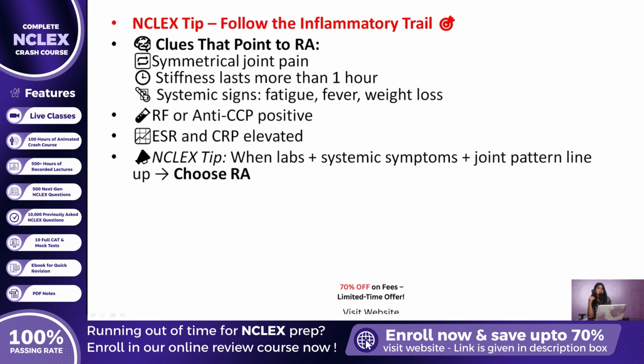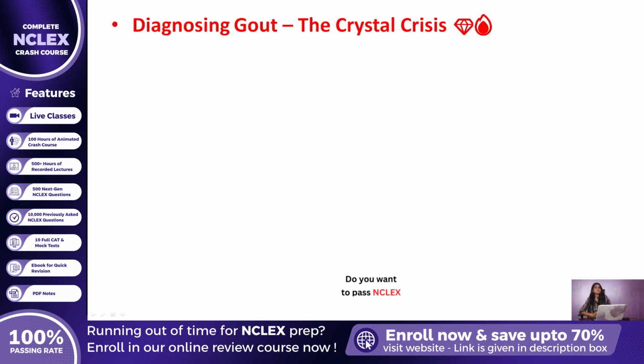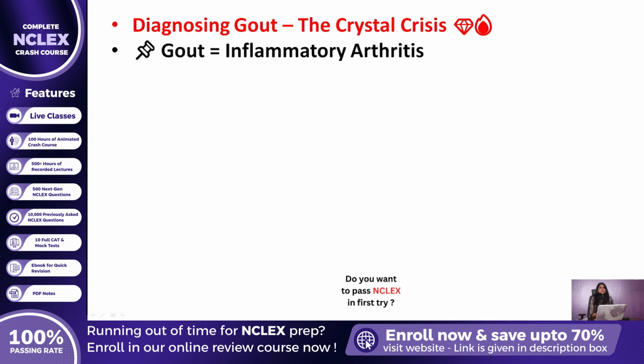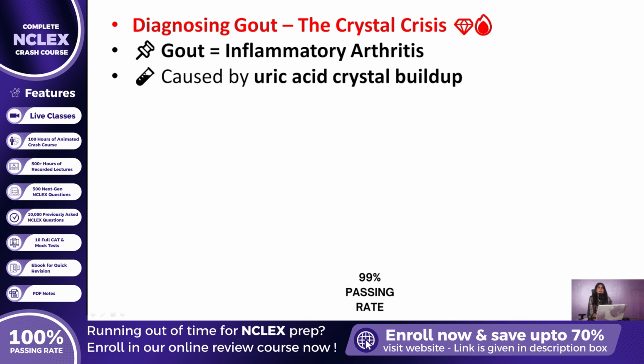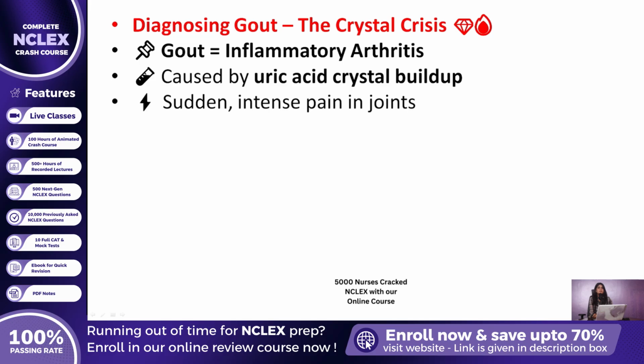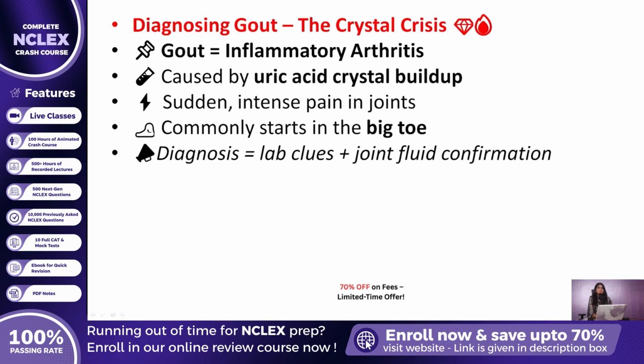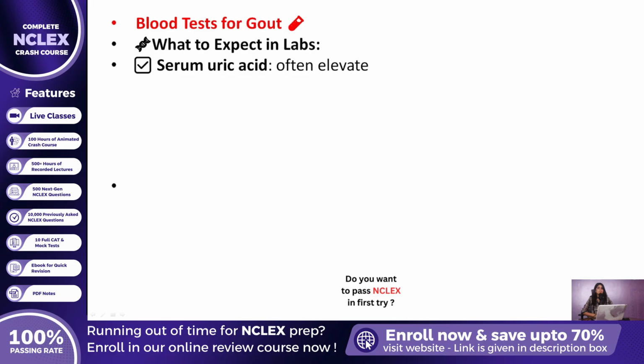Now, let us turn our attention to gout, the crystal crisis that brings on sudden, intense pain and swelling. Gout is a type of inflammatory arthritis that happens when uric acid builds up in the blood and forms sharp crystals inside the joints. To confirm a diagnosis of gout, we use both blood tests and, more definitively, joint fluid analysis. First, we check the serum uric acid level, which is often elevated in people with gout.